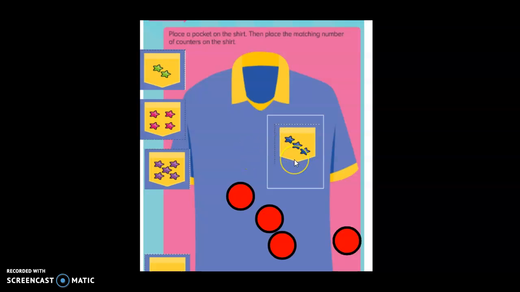Here I have 3 stars. 1, 2, 3. So I'm going to have 3 counters. I need 3 counters to represent 3 stars. So I pulled 1, 2, 3 counters. Then I would write the number 3 on my paper.